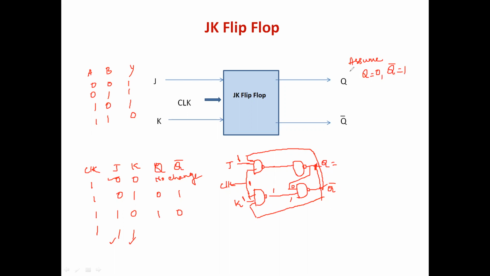So first time let me assume that Q is equal to 0 and Q bar is equal to 1. This is nothing but the previous state. So when Q is equal to 0, this is fed back to K, and this is given to the first flip-flop. So 1, 1, 1. When all are 1, the output of the NAND gate is 0. When any one input is 0, the output of this NAND gate will be high.